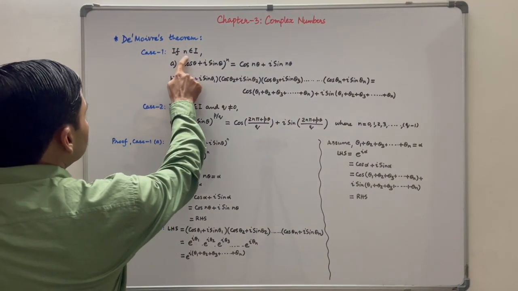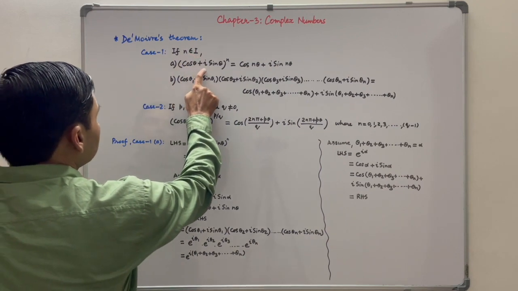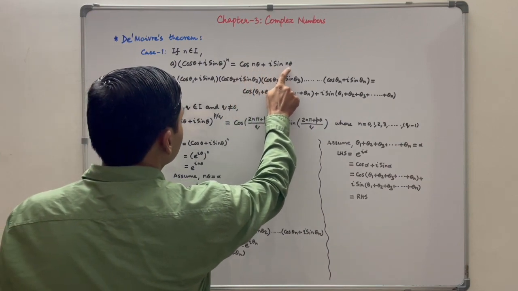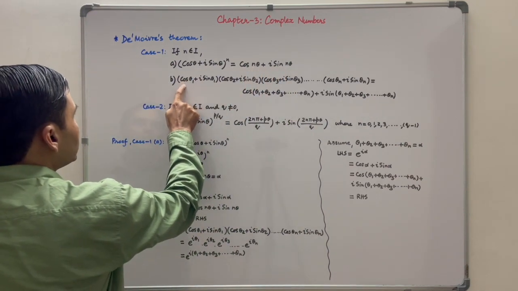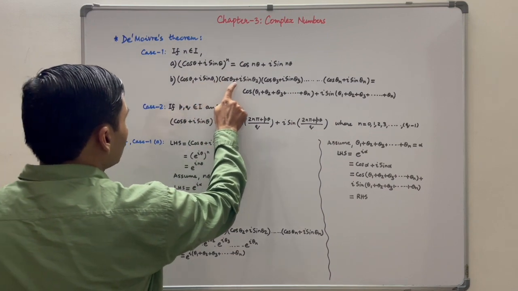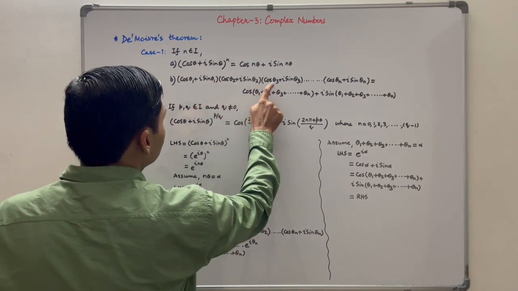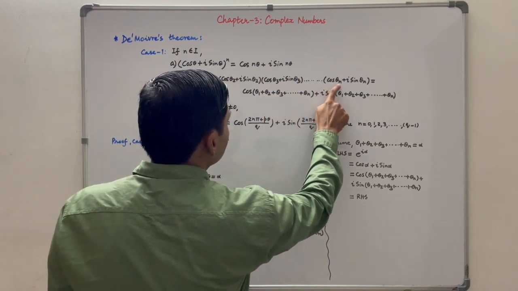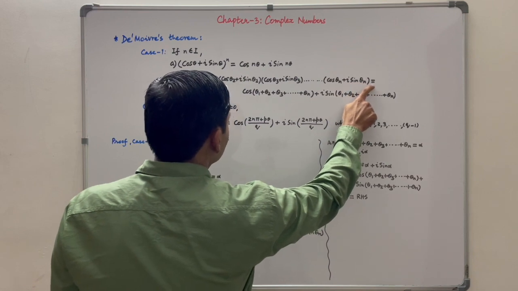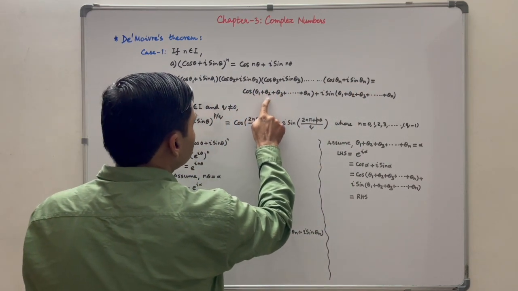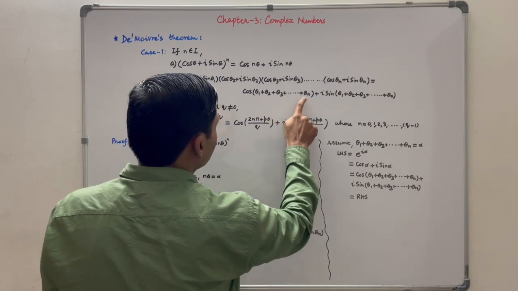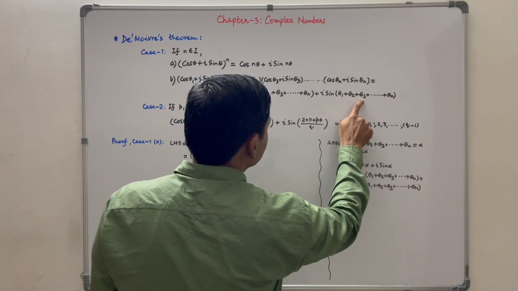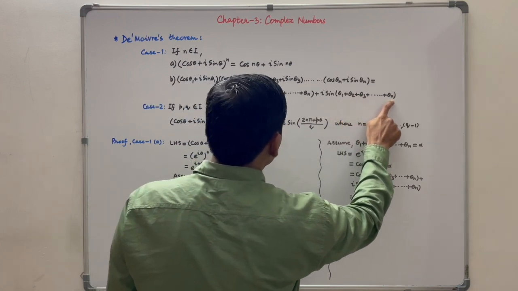Case 1. If n is an integer, then (cos theta plus i sin theta) to power n is equal to cos n theta plus i sin n theta. And (cos theta 1 plus i sin theta 1) into (cos theta 2 plus i sin theta 2) into (cos theta 3 plus i sin theta 3) and so on up to (cos theta n plus i sin theta n) is equal to cos (theta 1 plus theta 2 plus theta 3 plus and so on up to theta n) plus i sin (theta 1 plus theta 2 plus theta 3 plus and so on up to theta n).